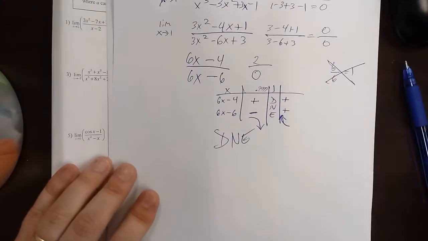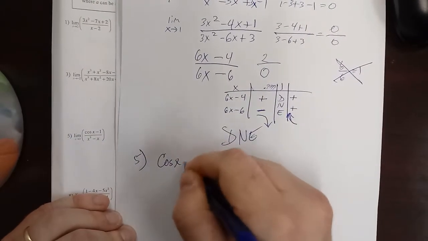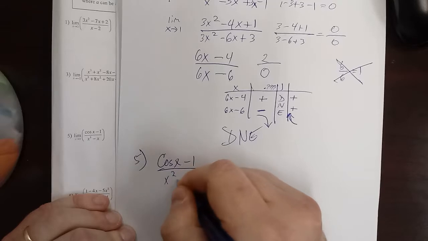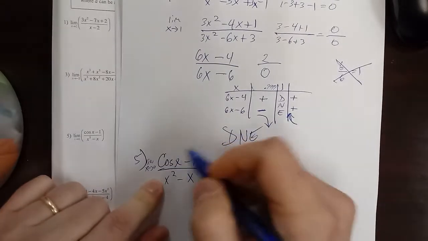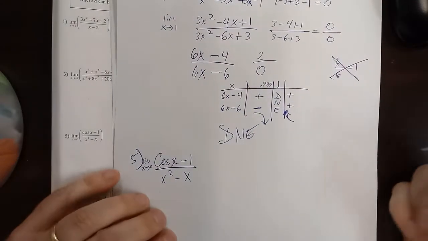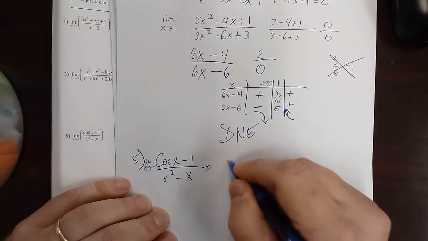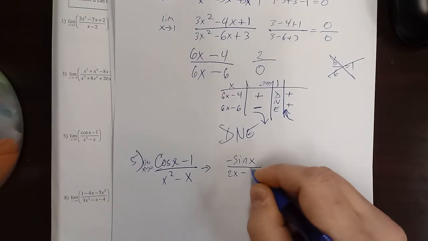All right, number 5. 5 says cosine of x minus 1 over x squared minus x. X is going to 0. So I'll tell you right now, top is 1 minus 1, which is 0, bottom is 0. So it's 0 over 0. Cool. Let's take the derivative. I get negative sine of x over 2x minus 1.